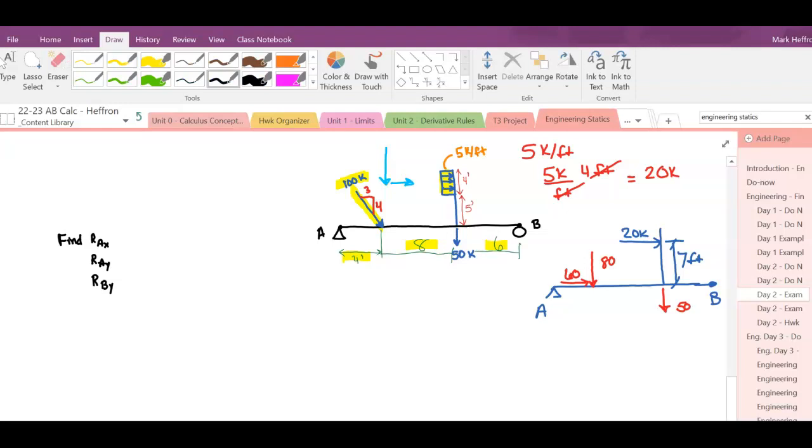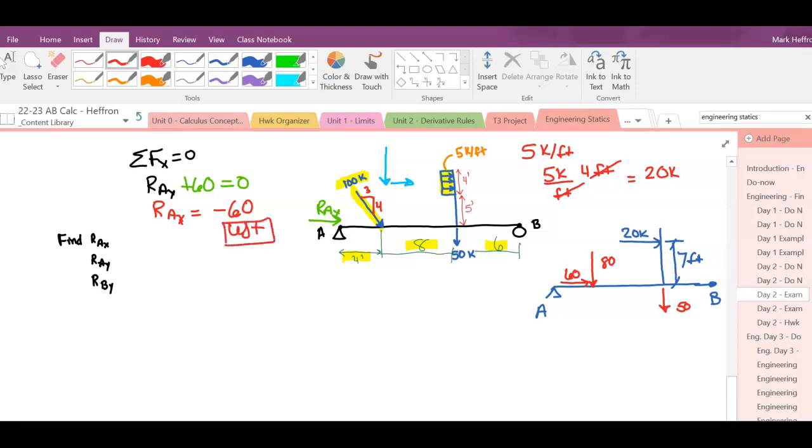So as usual, the sum of the forces in the x is easy. Might as well do it, get it out of the way. We've only got 2 forces. RAX, I will assume this to the right. And then 60 is also to the right, meaning our assumed direction of RAX is wrong. RAX is negative 60, or 60 to the left. And I can tell I've got 2 vertical reactions, so I'm not going to be able to deal with that one. Might as well sum my moments first.